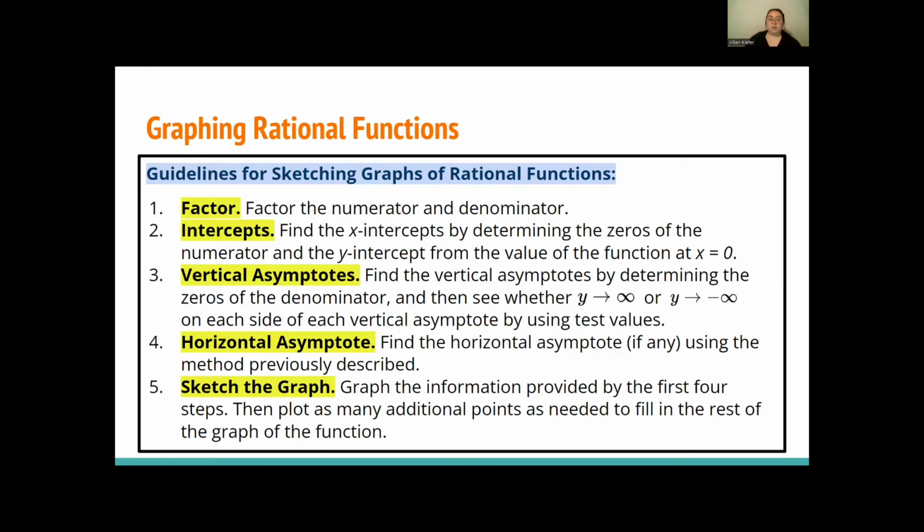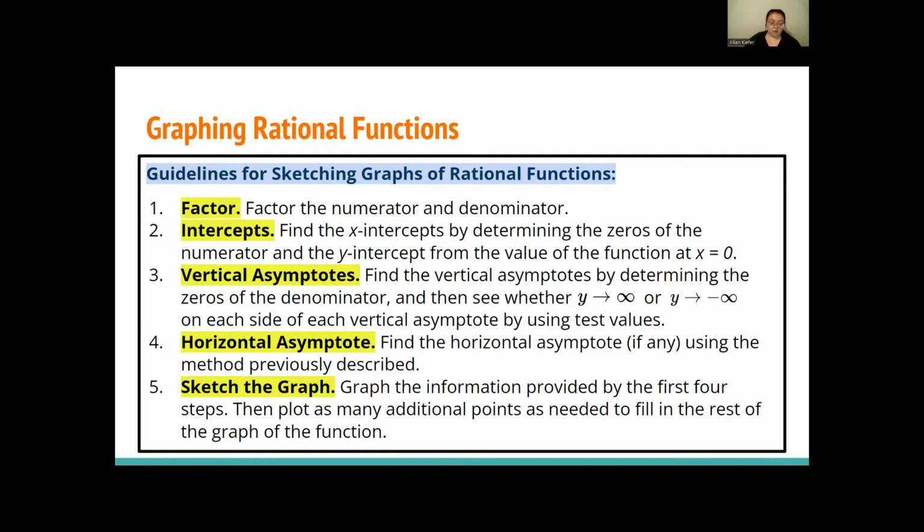Then step 3, find the vertical asymptotes, or vertical asymptote if there's just one. Find the vertical asymptotes by determining the zeros of the denominator. Then you want to see whether y is going to go to infinity or negative infinity on each side of the vertical asymptote by using some test values. Step 4, horizontal asymptote. You're going to find the horizontal asymptote, if any, using the method previously described, so looking at the cases and whatnot.